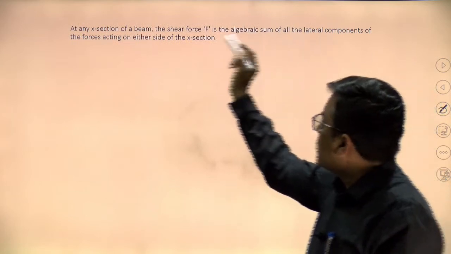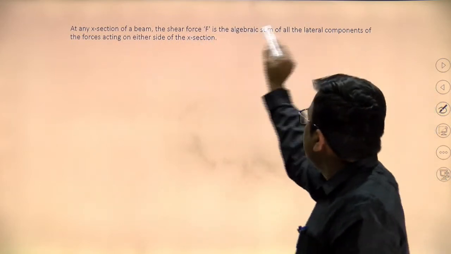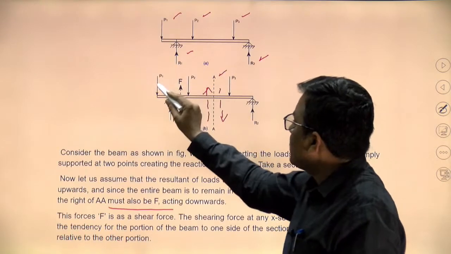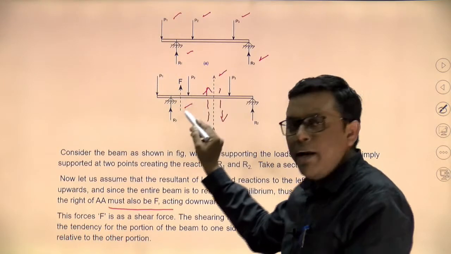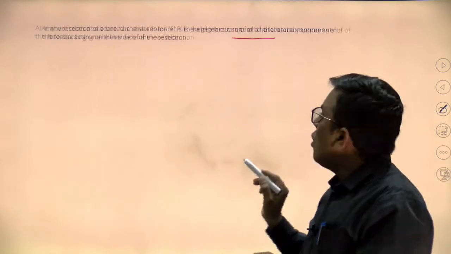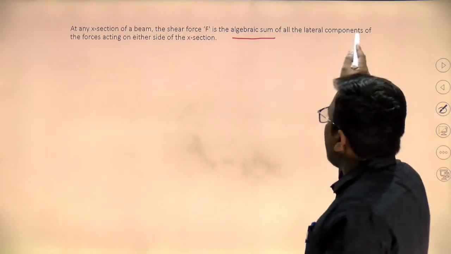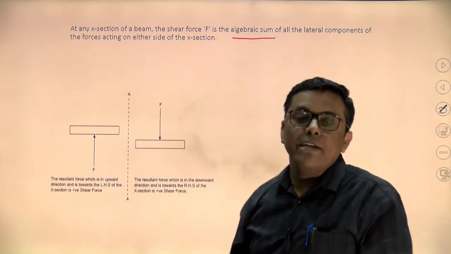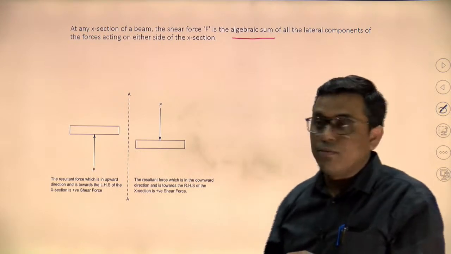At any section X of the beam, the shear force F is the algebraic sum, which we have already taken here. Algebraic sum of what? P1, P2 and R1. So the algebraic sum of all the forces acting on either side of the section plane. Now come to the point: what sign convention do we have to follow?